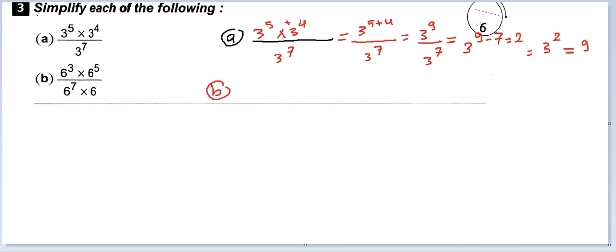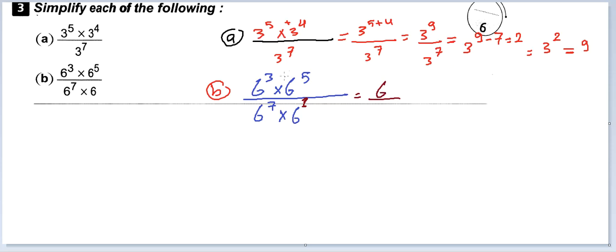Question B. He said 6 to power 3 times 6 to power 5 over 6 to power 7 times 6. Be careful. Here 6 is alone, so we can say 6 to power 1. Here we write 6.